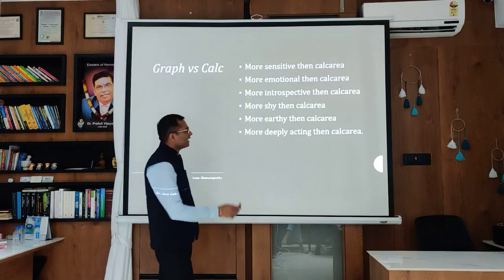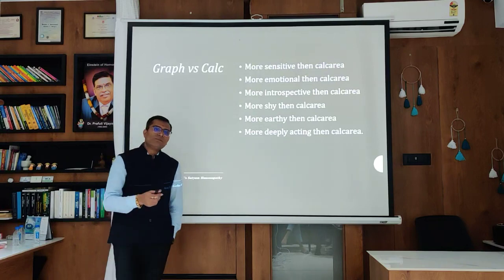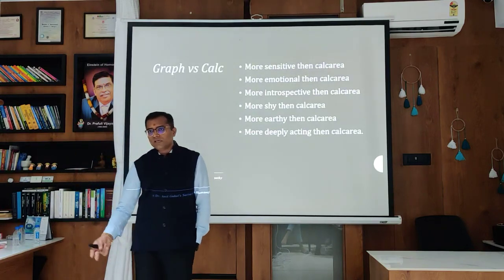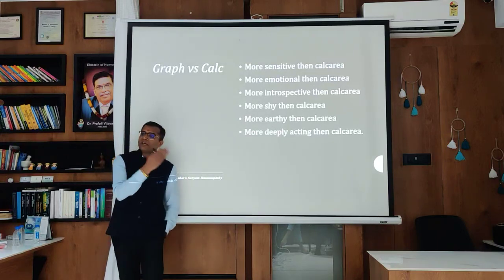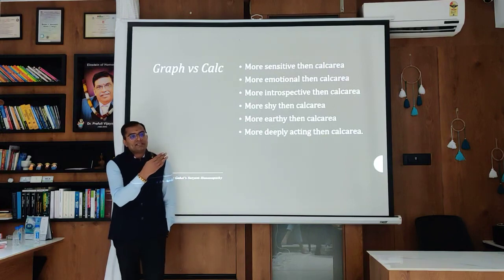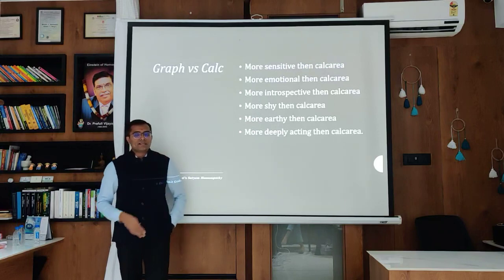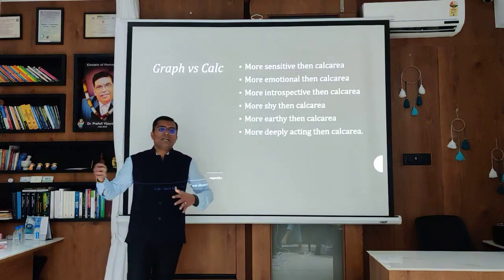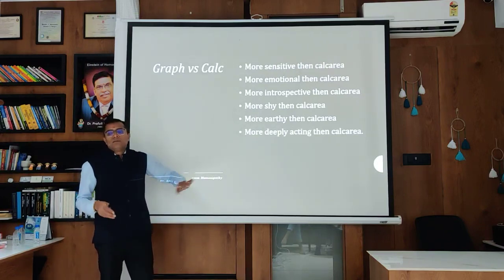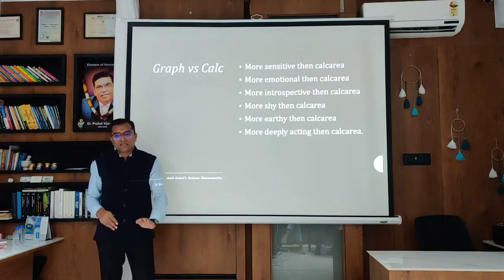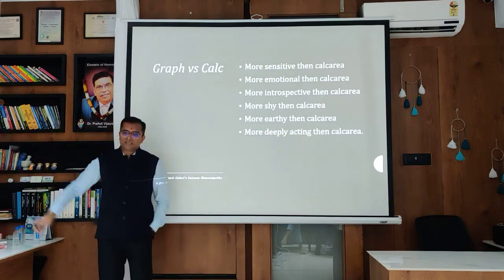So what is graphites versus calcarea? Graphites is more sensitive than calcarea. Why? Because graphites is a component of two things: one is the iron component, one is the carbon component. Due to the iron component, there is a lot of sensitivity. Graphites is a left-sided remedy. So there is more sensitiveness than calcarea, more emotional, more introspective. Because calcarea is very extroverted and a very esteemed kind of personality, more shiny, while graphites is more earthy, meaning down to earth, and more deep acting than calcarea.